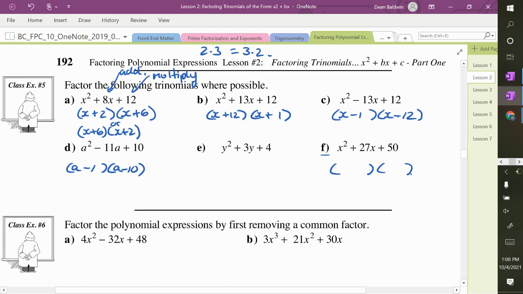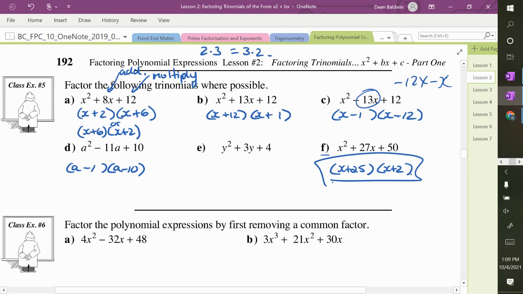Oh. When you're doing this, the x disappears from the middle term, because if I go x times negative 12, I get negative 12x, right? And then negative 1 times x is negative x. So when you add those together, you get the negative 13. All right, so just the first term has these. Okay. Sorry, what multiplies to 50 and adds to 27? 25 and 2. Is that okay?